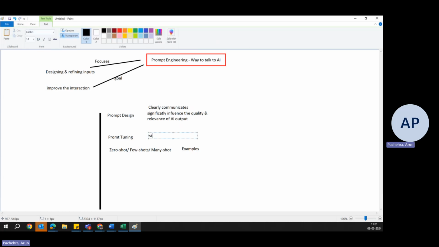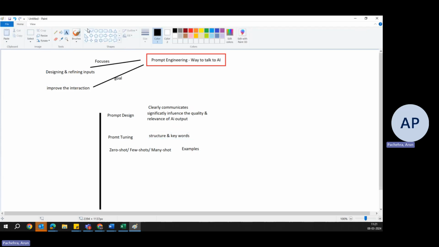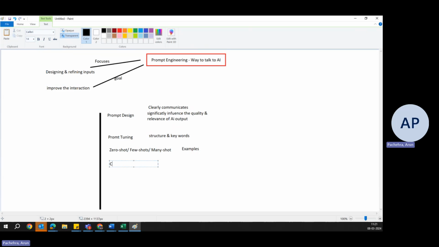Same goes here, structure and keywords, so that AI can understand you, what you're trying to accomplish, your desired output, right? Now, there is another aspect. It's an interesting one too.